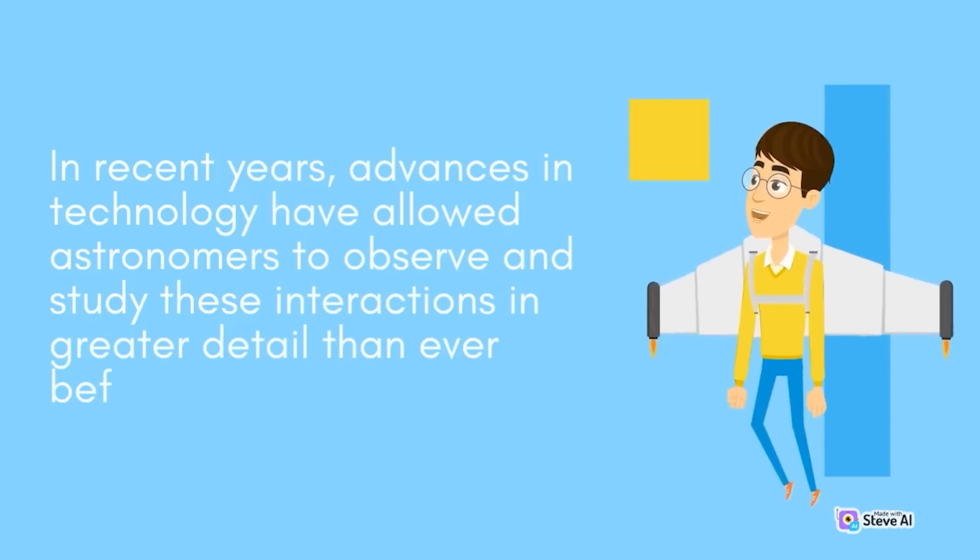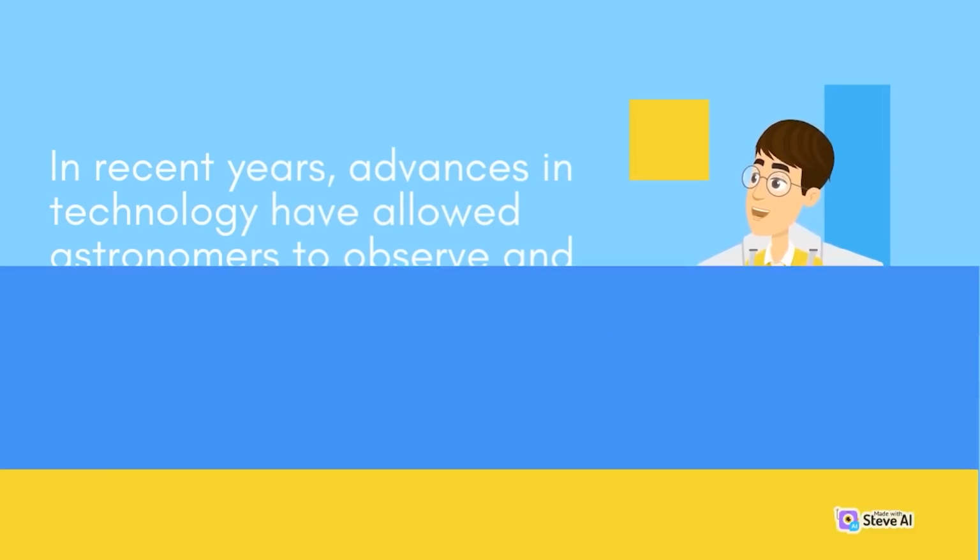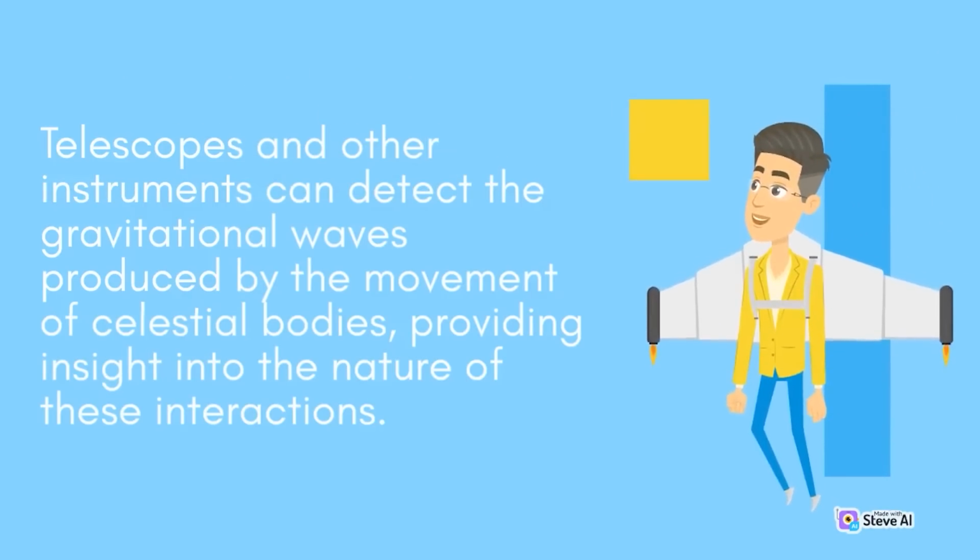In recent years, advances in technology have allowed astronomers to observe and study these interactions in greater detail than ever before. Telescopes and other instruments can detect the gravitational waves produced by the movement of celestial bodies, providing insight into the nature of these interactions.